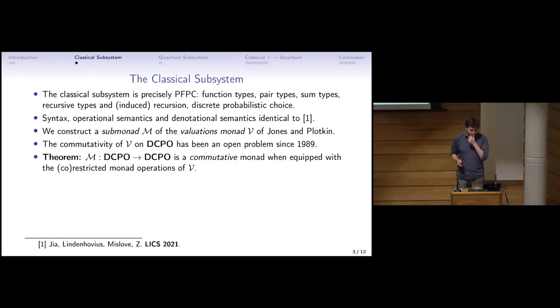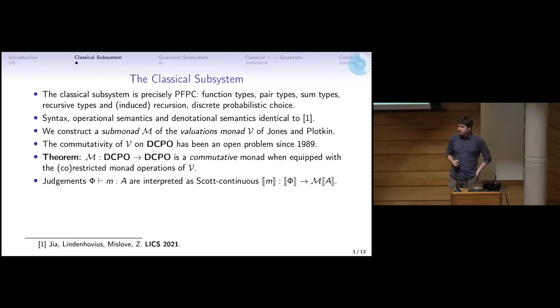And there we are able to prove that this one is commutative as a submonad of V. In this situation, we can interpret the classical judgments in the following way. So here, phi is the classical context. So this is basically the information. You can view this as information which is parameterizing the program. So it's essentially a way to instantiate the free variables which are in the program M.